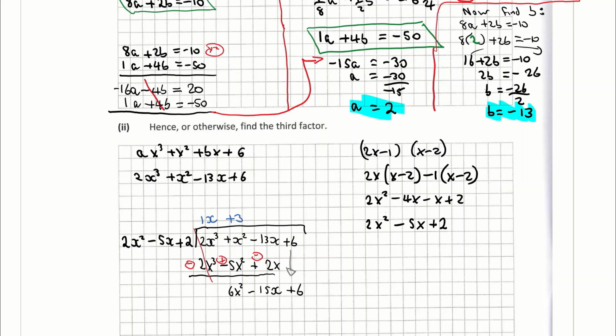Now I'm going to multiply back down that 3, and hopefully I get a remainder of 0. So 3 by 2x squared is giving me 6x squared. 3 by minus 5 is minus 15x. And 3 by positive 2 is positive 6. I multiply across by minus 1, so change the signs. 6x squared minus 6x squared is 0. Minus 15x plus 15x is 0. 6 minus 6 is 0. So I'm basically getting remainder 0.